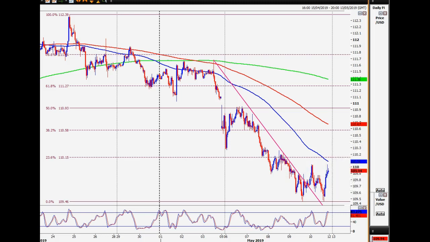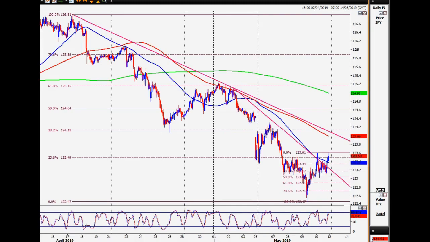So if you try the short, you're going to have to be out above 110.30, and then if it dips to 110.20, 110.10, you can try buying, seeing if that then holds as support and pushes us up to 110.50, 110.60. Hope that makes sense.